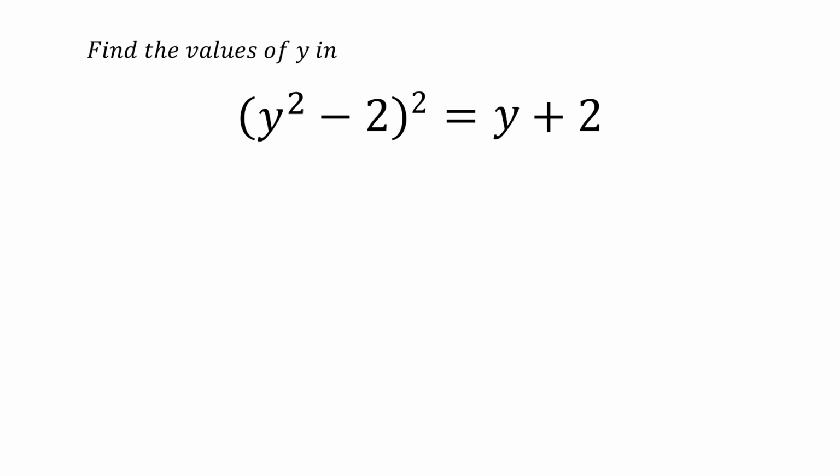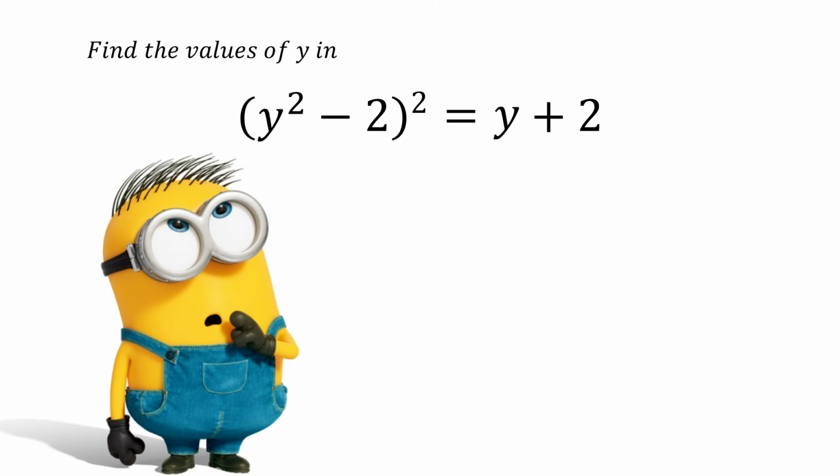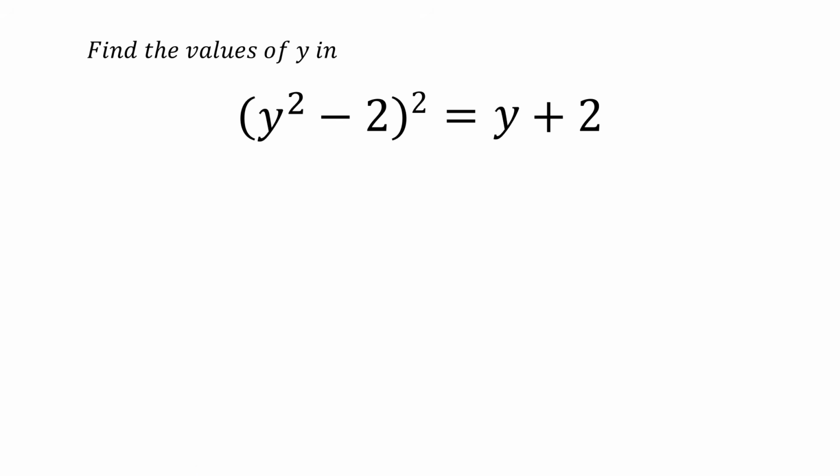Here's an equation that looks fairly harmless at first, but I think it's hiding something interesting. We need to find the values of y in (y squared minus 2) all squared equals y plus 2. Before we do anything, just study the equation for a moment. What stands out? The left side is the square of an entire expression, while the right side is only linear. That difference is our first clue.